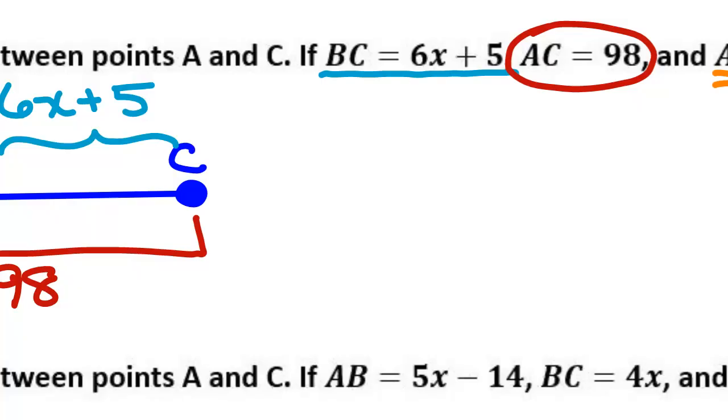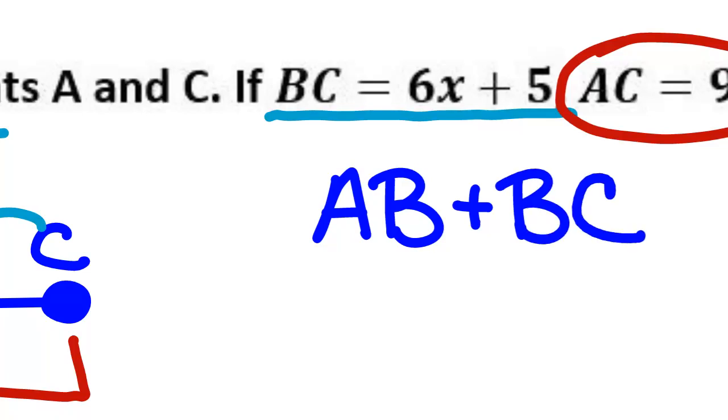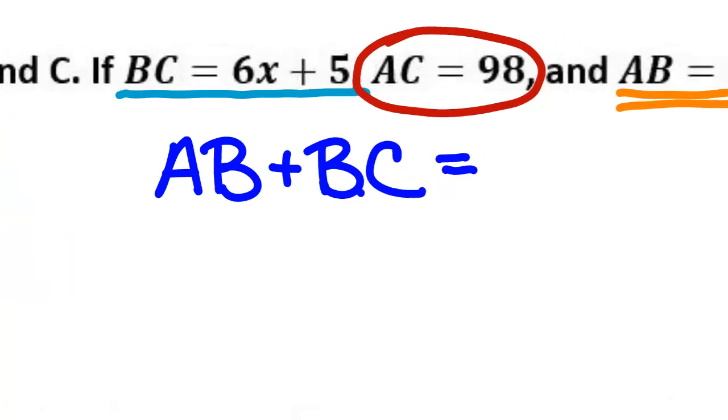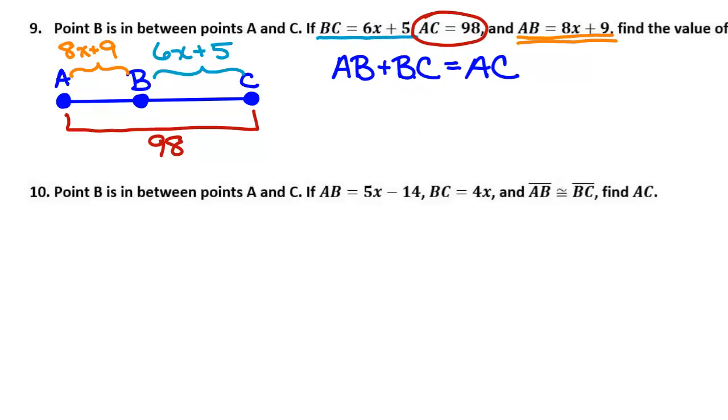Looking at the picture that we drew, how many little line segments are there? 2. What are the names of those 2 little line segments? AB and BC. And when we take AB and put it together with BC, it gives us what larger line segment? AC. If they don't give me a congruence statement, this is the only kind of equation that I can write. If they do give me a congruence statement, then I have 2 equations that I can write, and I'll need to write both of them.